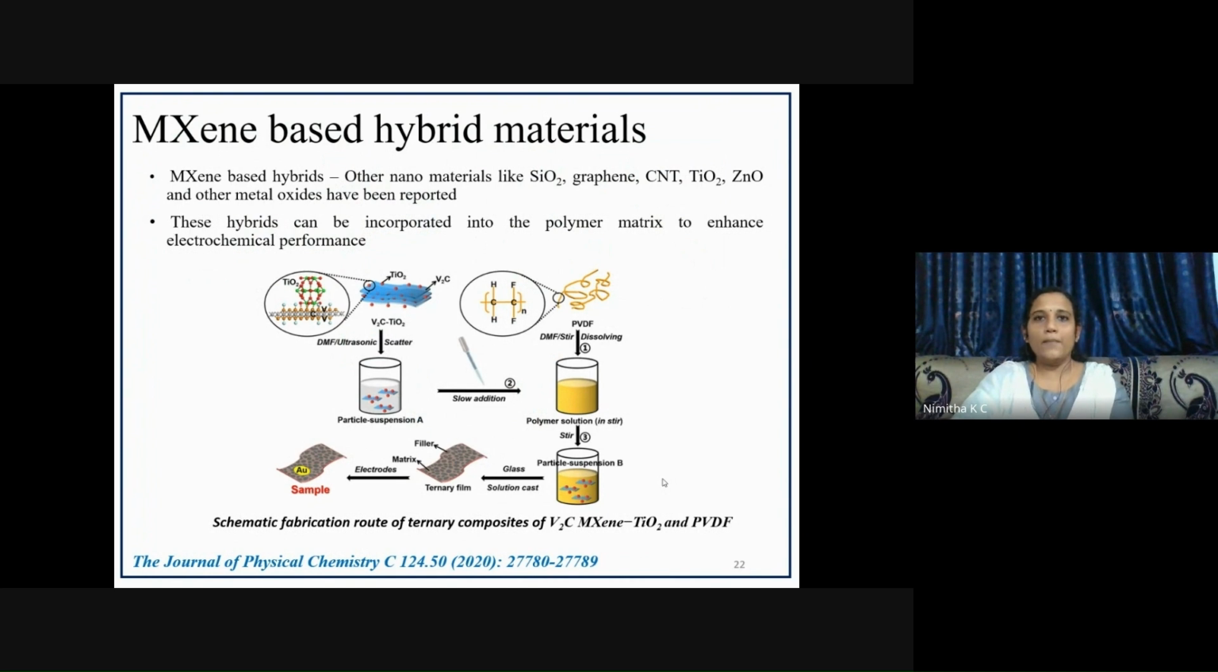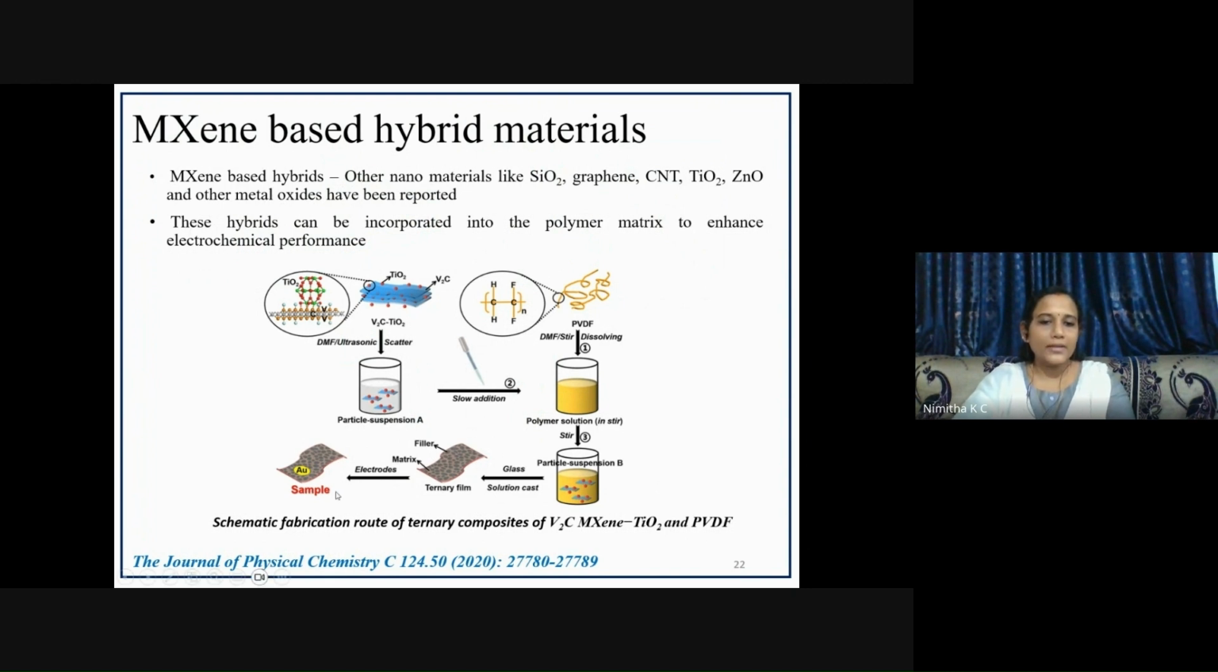MAXenes can be made into other hybrid materials when the MAXenes are incorporated into nanomaterials like silica, graphene, carbon nanotubes, TiO2, ZnO, and other metal oxides. Then these hybrid materials can be incorporated into the polymer matrix to give a much more enhanced electrochemical performance.